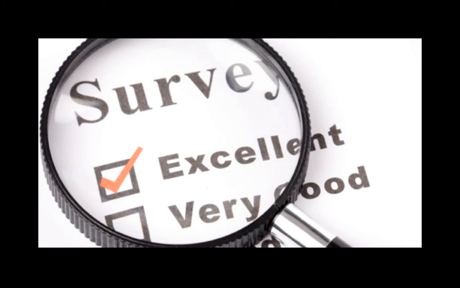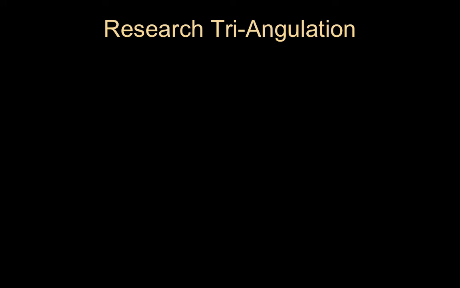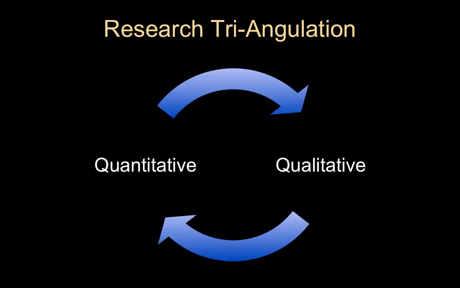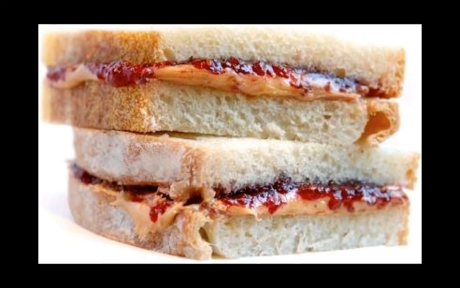Survey your customers. Yet, the best approach by far is to use these camps together, where the strengths and weaknesses of one camp complement the strengths and weaknesses of another camp. We call this research triangulation. These camps actually work together quite well, kind of like peanut butter and jelly. And who doesn't love peanut butter and jelly?